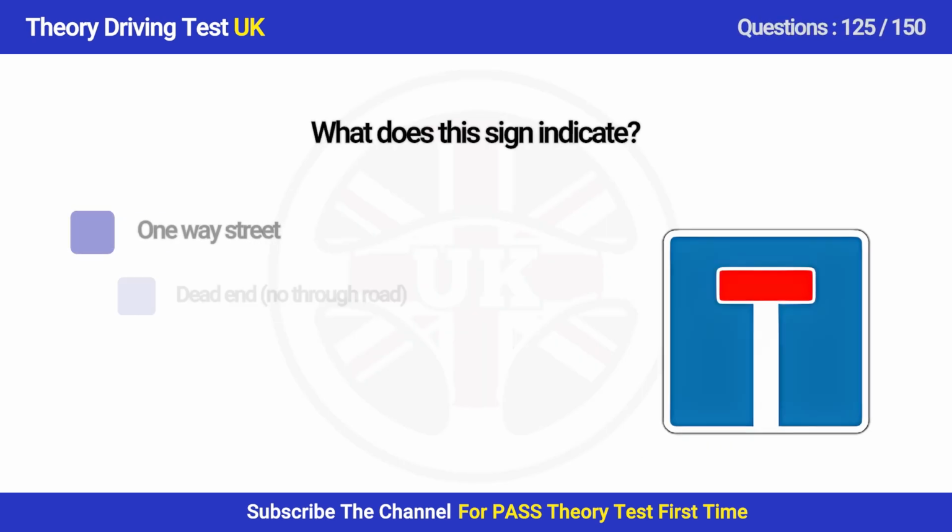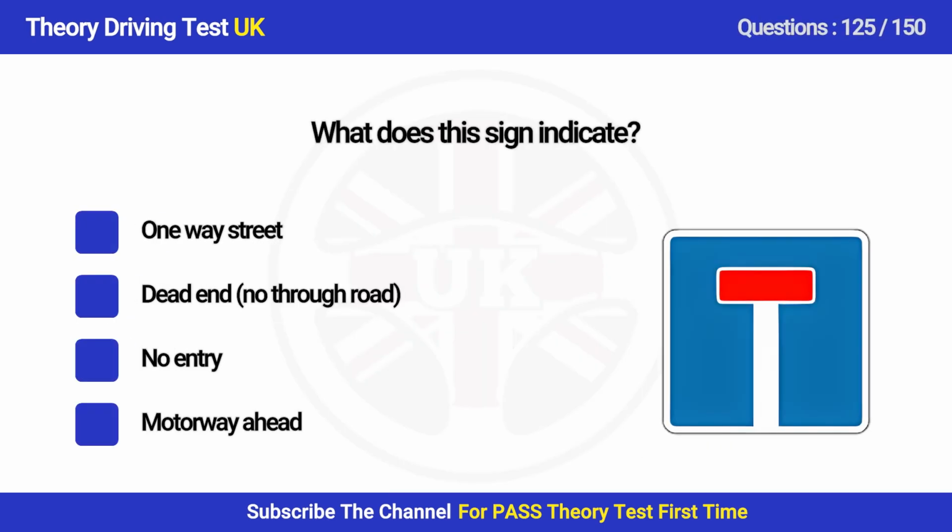Question 125. What does this sign indicate? A. One-way street. B. Dead end, no through road. C. No entry. D. Motorway ahead.